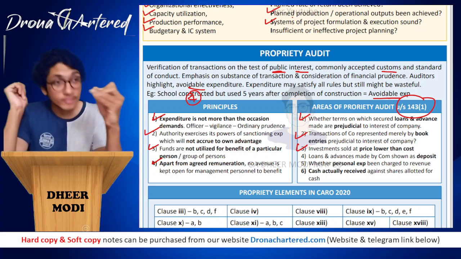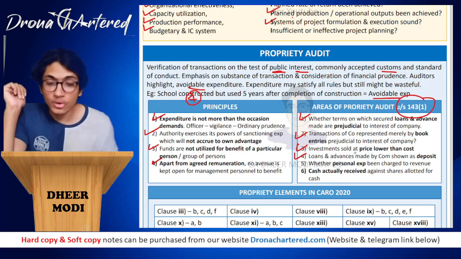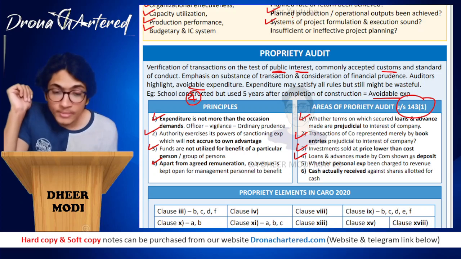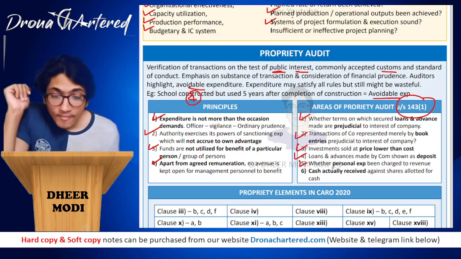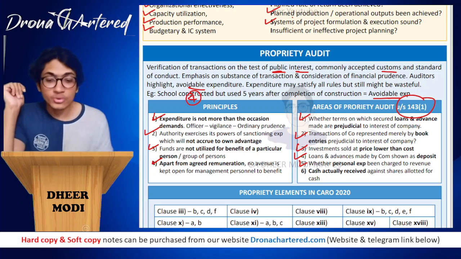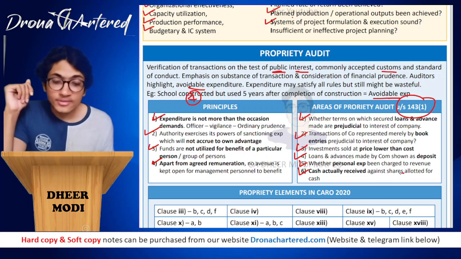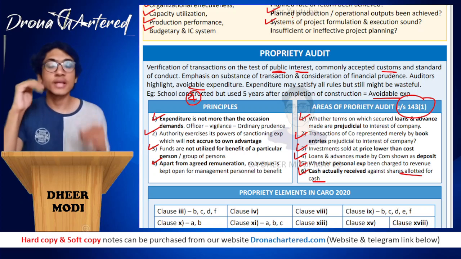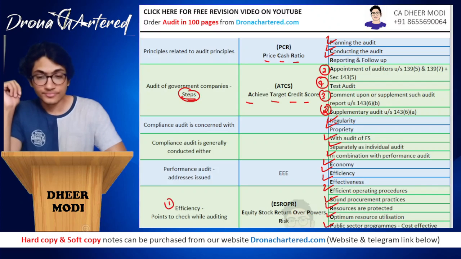So if you sold any investment at a loss, in such a case, it can be an area of propriety audit. Next, loans and advances made by the company shown as deposit. It should not be shown as deposit. Next, whether personal expenses have been charged to revenue, and last is whether cash has been actually received against shares allotted for cash. So whether cash has actually been received or not. Okay.